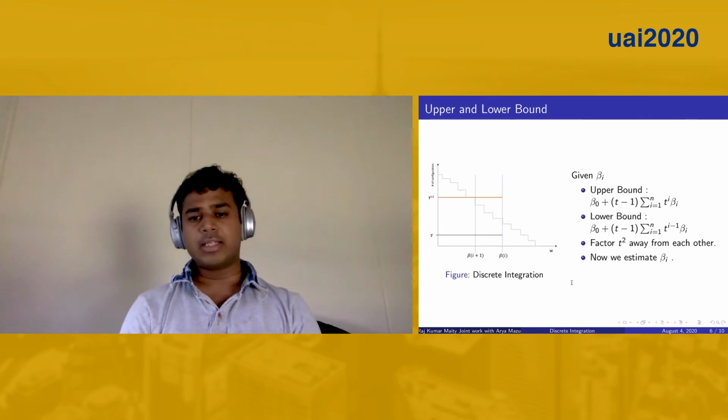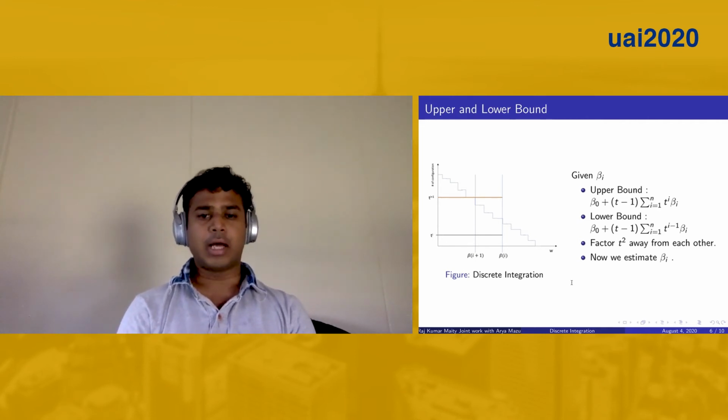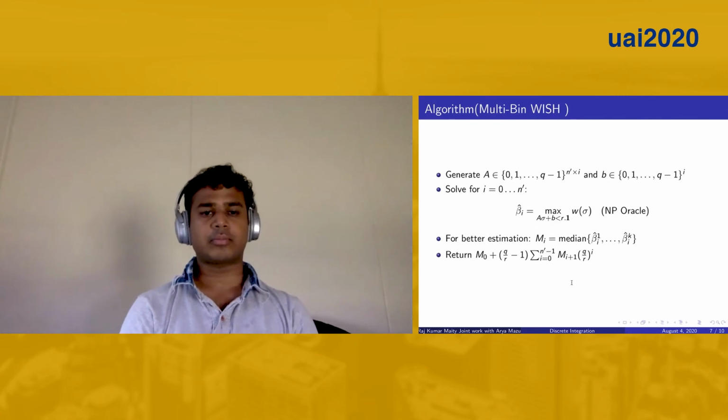Now, it can be easily shown that the upper and lower bound are actually a t-square factor away from each other. So if we can compute the lower bound with the beta given, then we can easily get a t-square factor of the actual sum. And as t is slightly more than 2, we can get a 4 plus O(1) approximation. Now the problem that remains is to estimate the beta i, which we are going to do in the following algorithm.